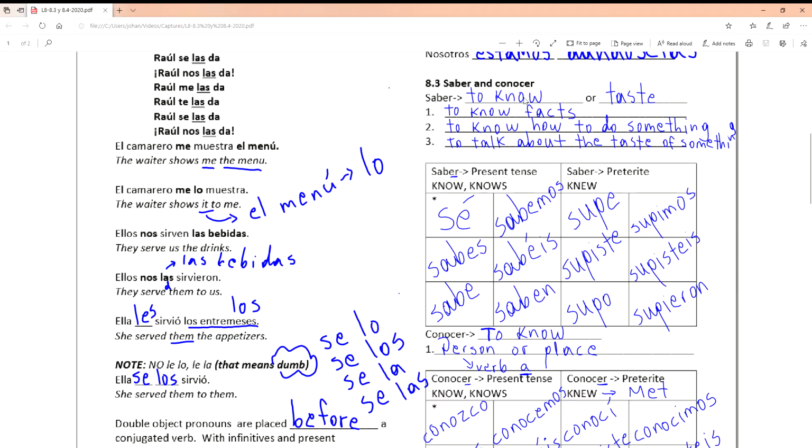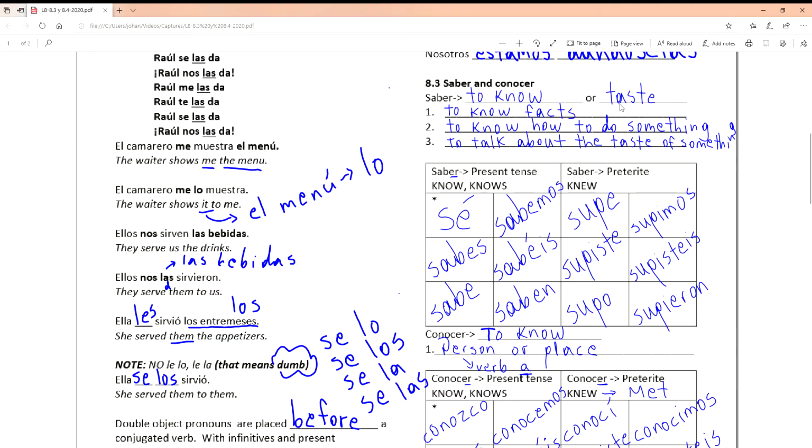Saber significa to know. Conocer significa to know also. So it's kind of like the whole thing with ser and estar, when you have to understand when you use one and when you use the other. Let's get started with saber. Saber is to know. Which to know? It's going to be to know facts or information, to know how to do something.